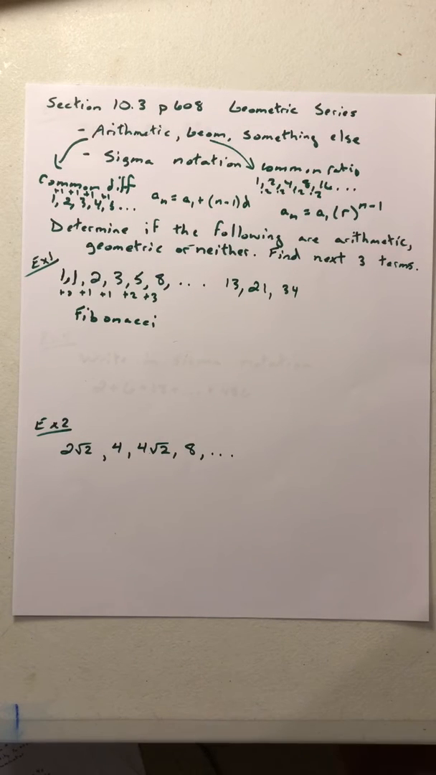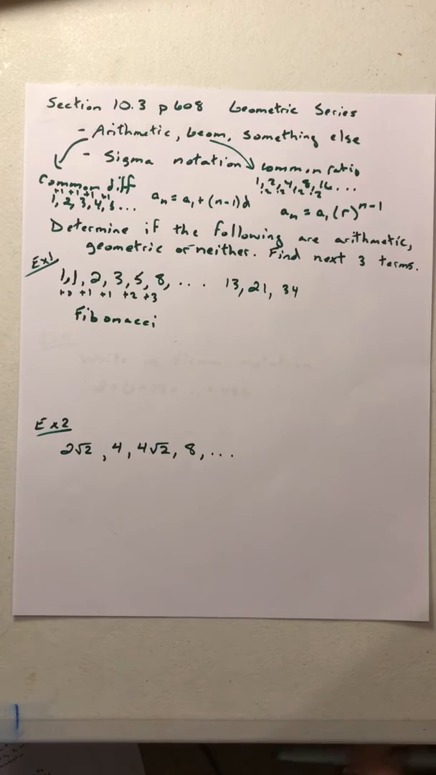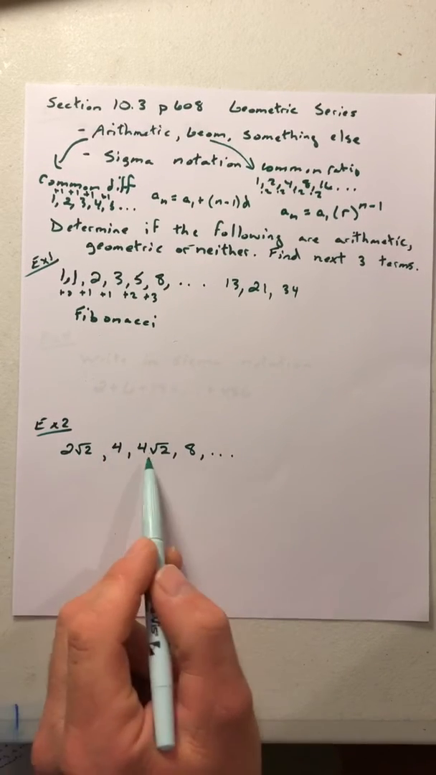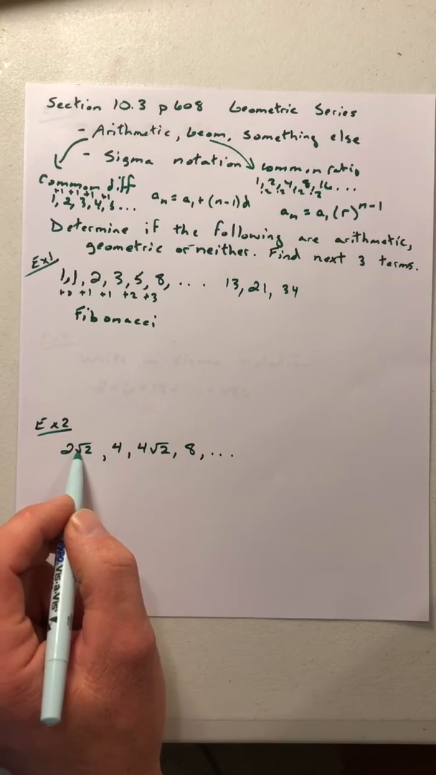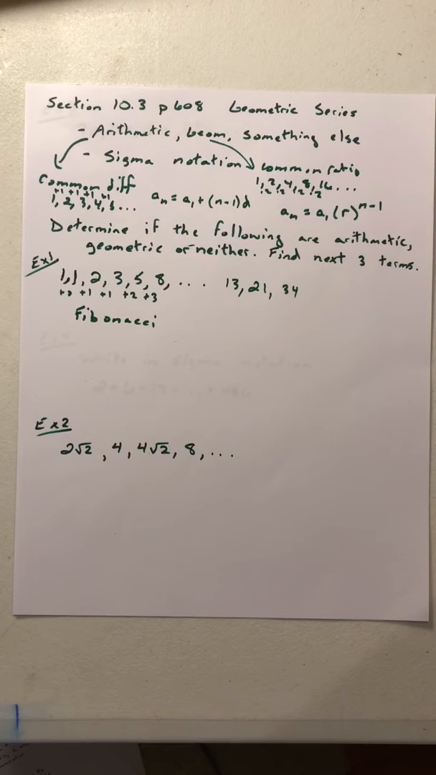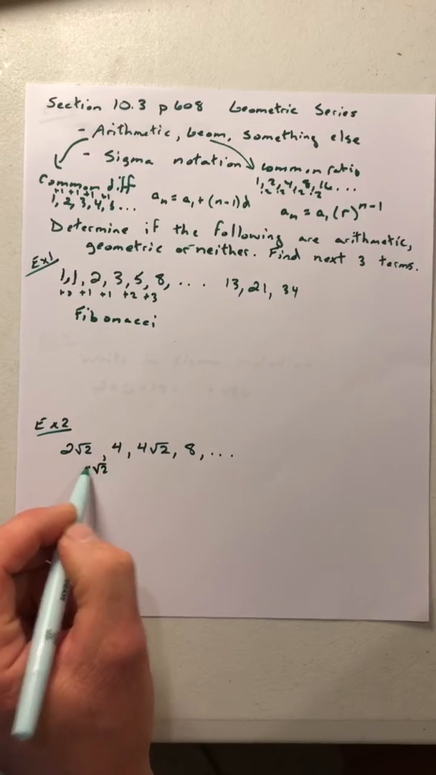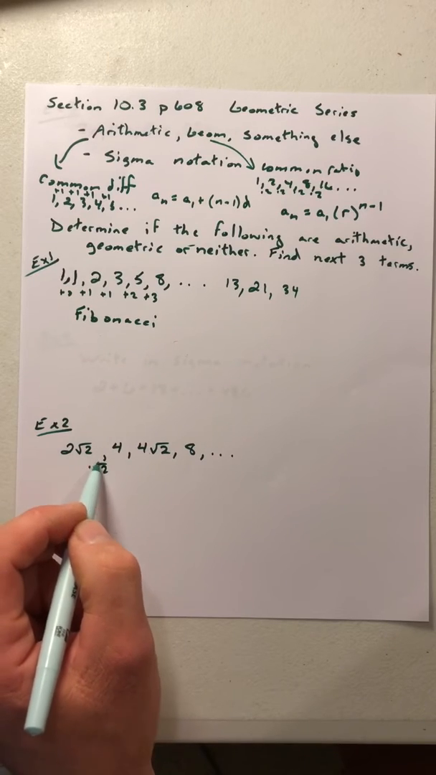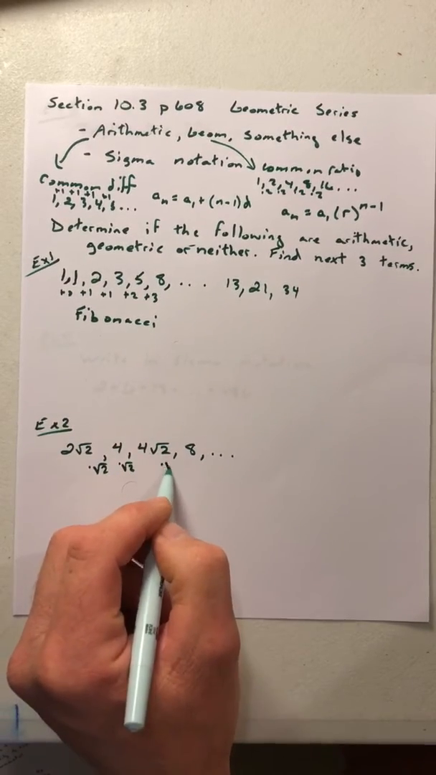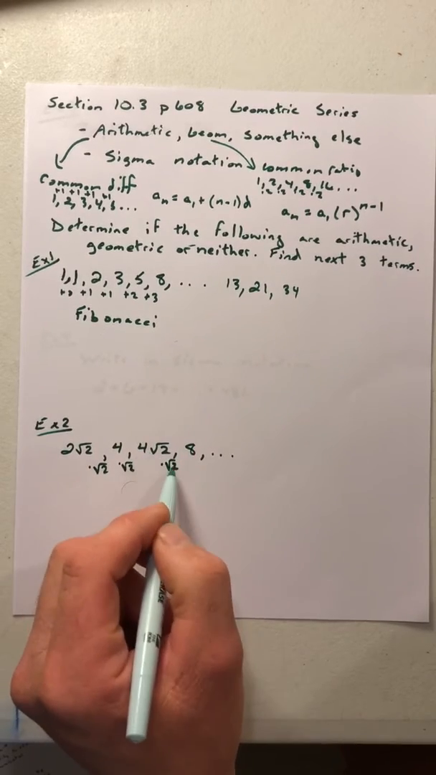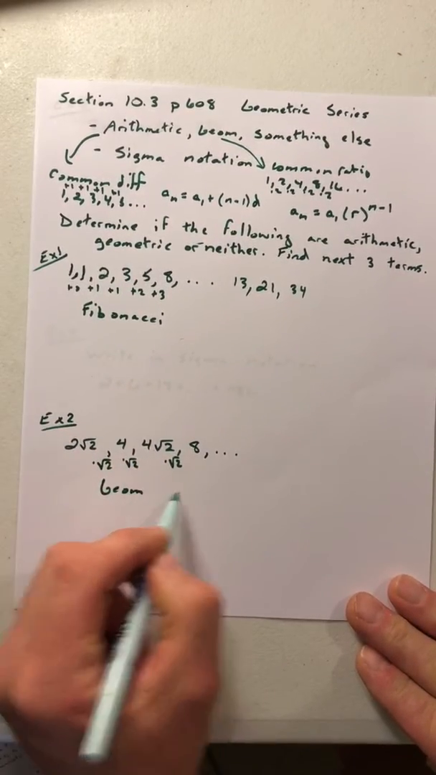In example 2, here we have a radical, and we haven't messed with a whole lot of radicals. That's why I wanted to show you one. Here we have 2 radical 2, 4, 4 radical 2, and 8. Well, I can't just add a number. What do I add to 2 radical 2 to get the 4? And 4 to get 4 radical 2 becomes very cumbersome. But if I look at the common ratio, if I multiply by radical 2, 2 radical 2 times radical 2 gives me 2 radical 4. 2 radical 4 simplifies to 4. 4 times radical 2 is 4 radical 2. And if I multiply 4 radical 2 by radical 2, I get 4 radical 4, and 4 radical 4 reduces to 8. So this we should see as a geometric sequence.